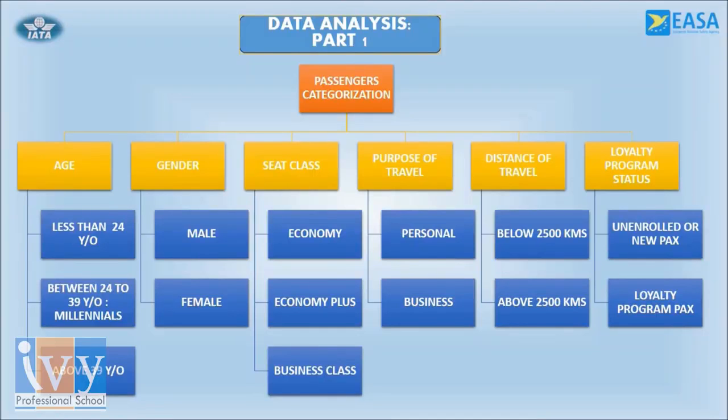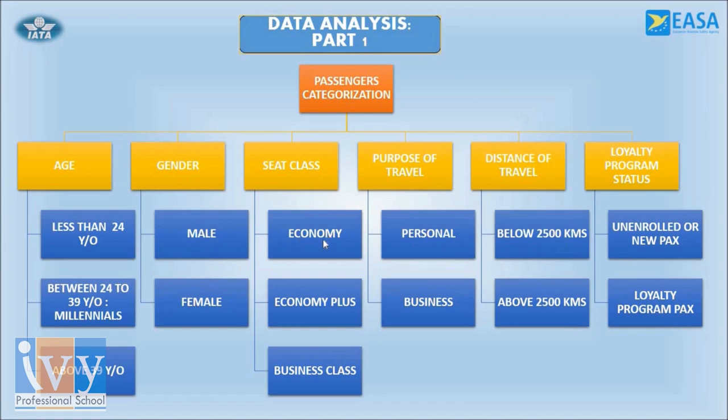Now, as we have seen, to identify our target audience, the age was divided into three categories: less than 24 years old, 24 to 39 years old, who are also called the millennials and are the most frequent flyers, I would say, with any airline, and the 39 years and above passengers. The gender was male and female as it was defined.